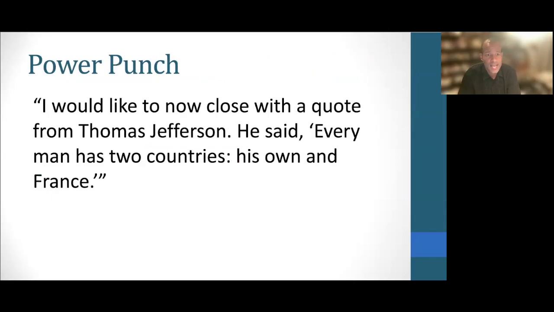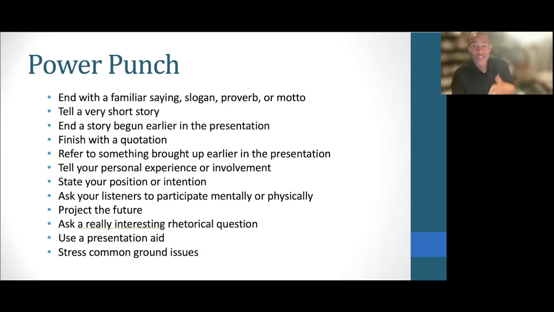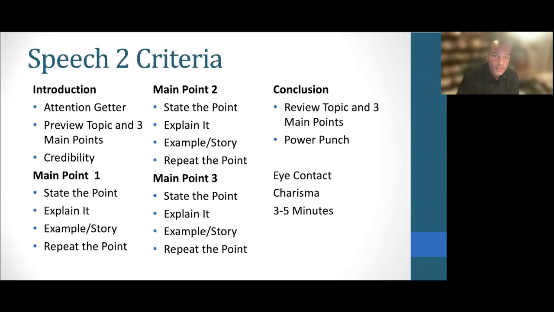In that presentation, he said, "I would like to now close with a quote from Thomas Jefferson. He said, 'Every man has 2 countries, his own and France.'" Remember when I talked about Lisa Henry talking about Oprah's favorite quote, and I said you've got to tell the people where the quote came from. Here we have an example of that. This is coming from Thomas Jefferson, and then this is what he had to say. When we're thinking about the power punch, we can look back at that handout on the introduction and conclusion, where we had some different ideas about how we could incorporate a power punch at the end of the speech. In this case, the person chose to use a quote, which is perfectly fine.